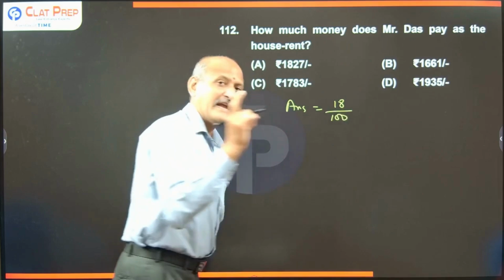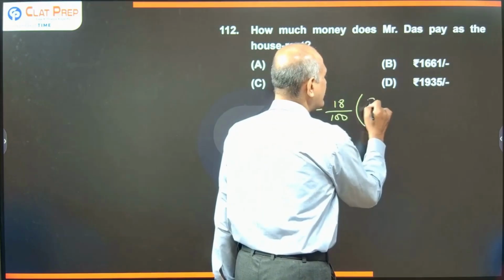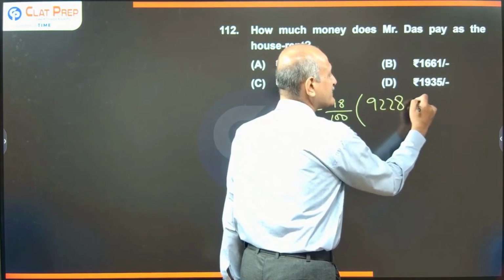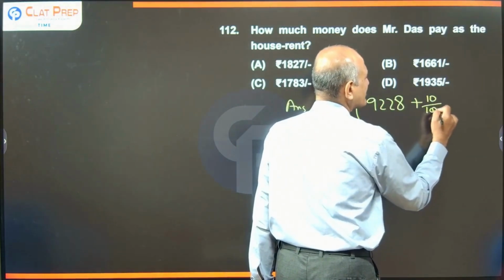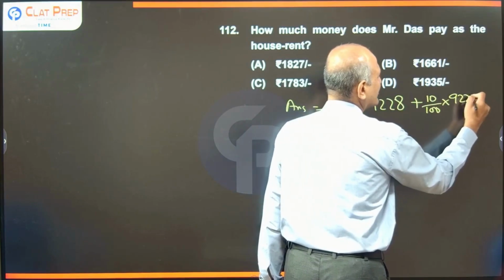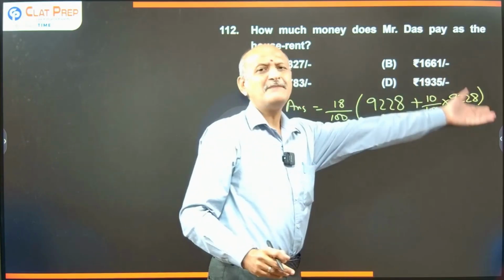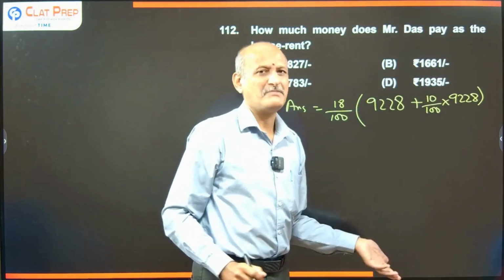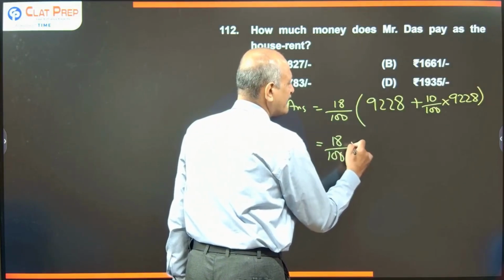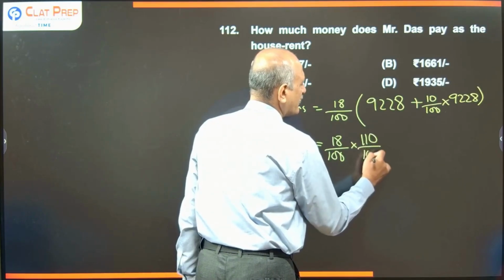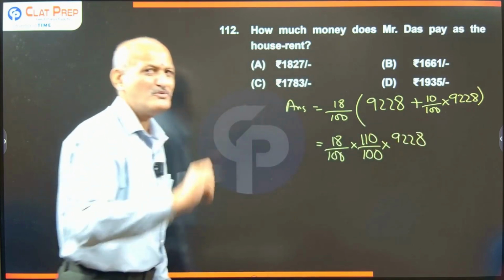Please mind it that the total income which you are talking of is again of two parts here. Now, what is that? It is this number here, that is 9228, plus that HRA, house rent allowance. How much is that house rent allowance? It is equal to 10% of how much? It is 9228 here. Very simple. We can tell 9228 plus 10% of this one will equal how much? It is 110%. So what exactly are we calculating? It is 18% of 110% of 9228. This is what we are supposed to calculate here.